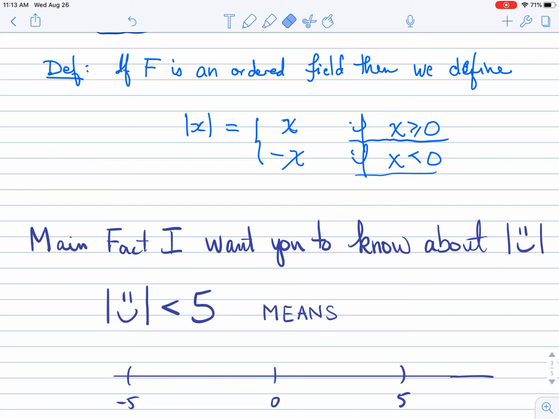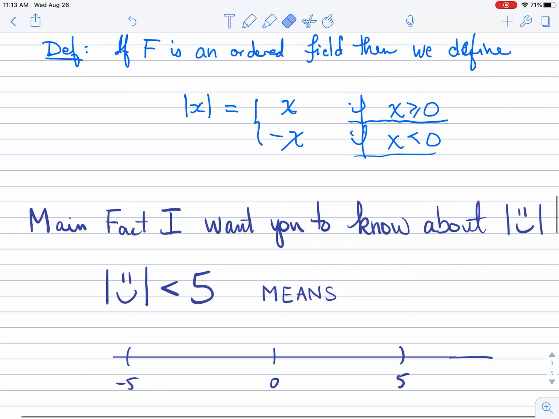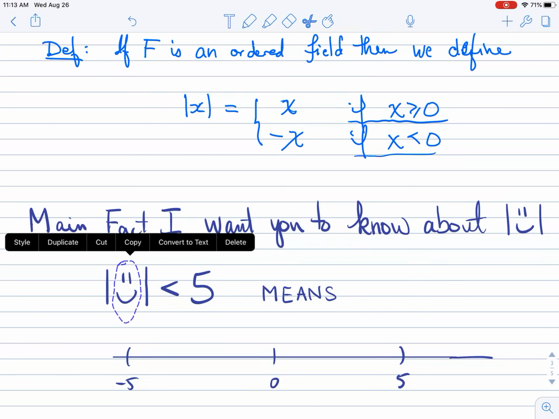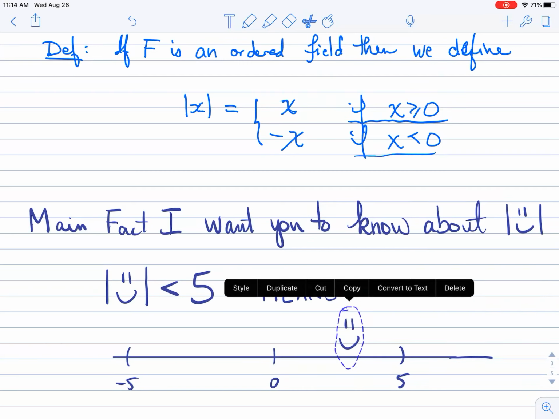So the main thing I want you to know about absolute value, the main thing that I think is going to be so useful in this class, is how to think about inequalities involving absolute value. So if I say the absolute value of something is less than 5, and there's a reason I'm putting a smiley face in there, because I don't want you to think about it as an x. I don't want you to think about anything. I want you to think about it as a something. If I tell you that the absolute value of this smiley face is smaller than 5, I want you to think about where that could be.